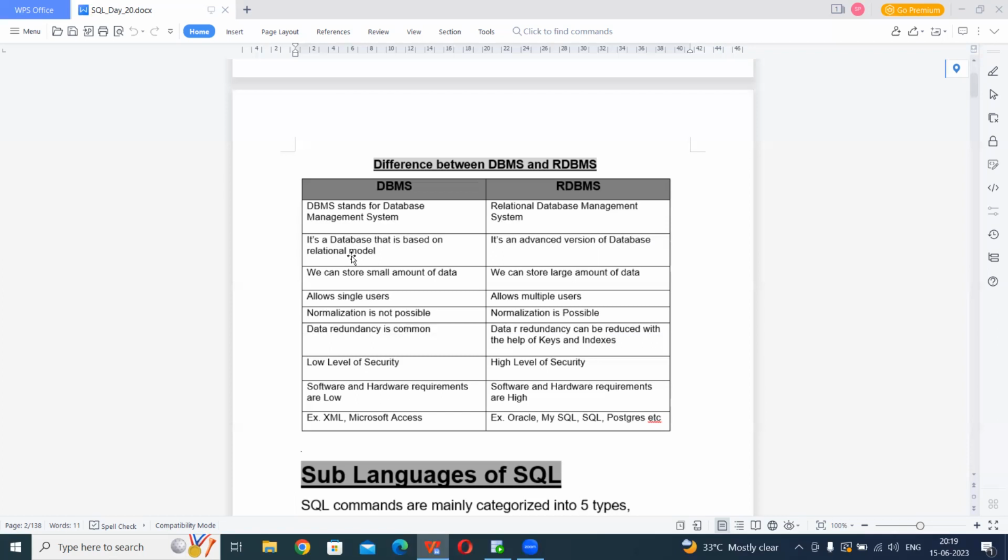Normalization is not possible in DBMS, but in RDBMS, normalization is possible. So guys, what is normalization? I'll explain it in later classes. If I explain now, you couldn't understand. So the next difference we have is data redundancy. Data redundancy means duplicate data.